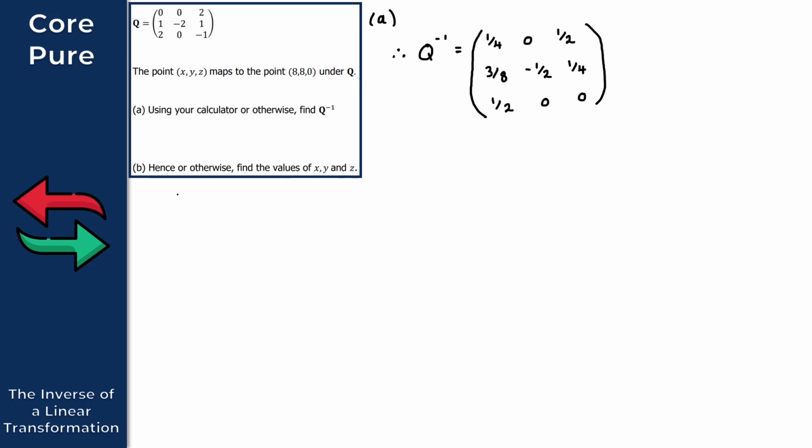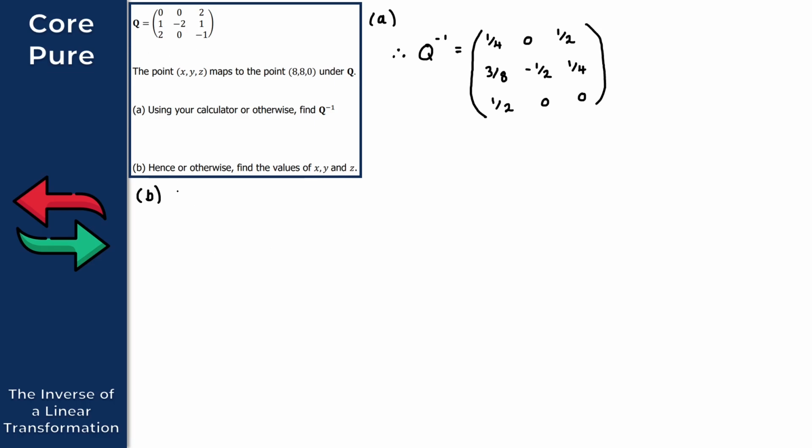Now for part B, it says hence or otherwise find the values of x, y, and z. And this is very similar to the previous question, where we found the values of x and y. But now for this question, clearly we're working in 3 dimensions rather than 2 dimensions. So for part B, what we have here is the matrix Q, and Q just applies a transformation.